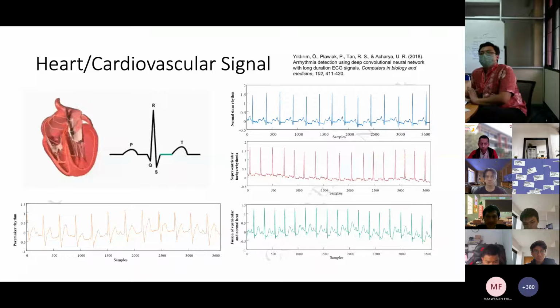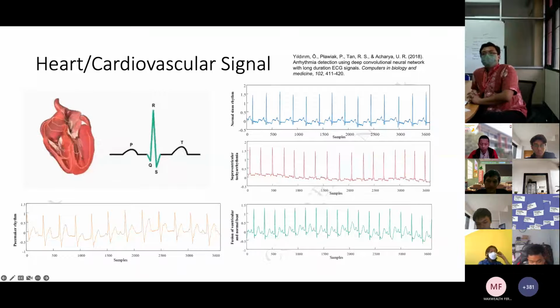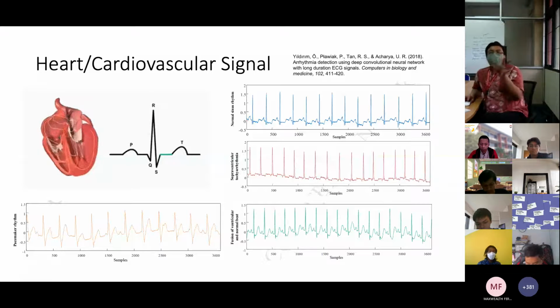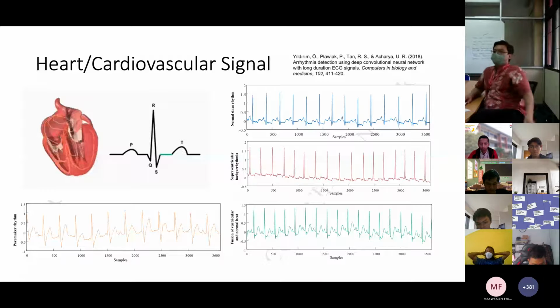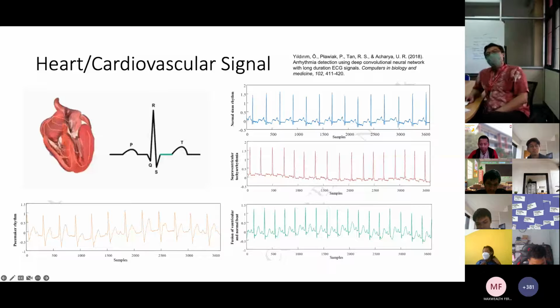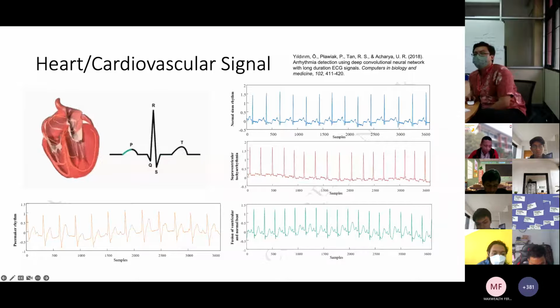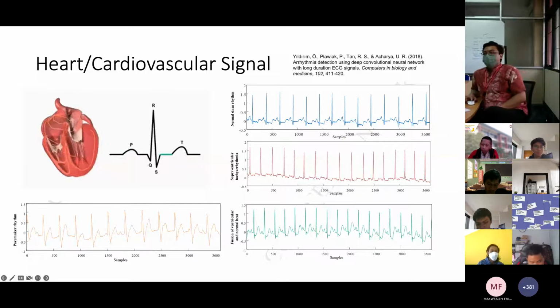Okay, so the heart or cardiovascular signal provides some information from our heart. We have a notation here. I will not talk in detail about what P, R, Q, S, and T are, so you need to read more papers about it. We just notice this. When we have a normal sinus rhythm, for instance, it looks something like this. We can investigate where the position of P, Q, R, S, and T is. So this is the normal one.